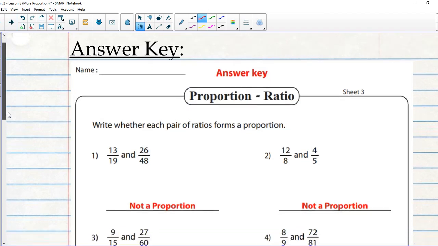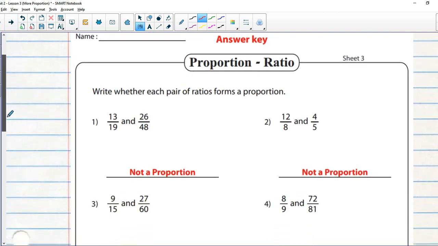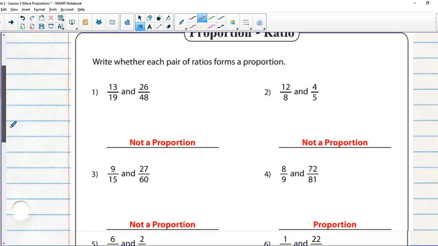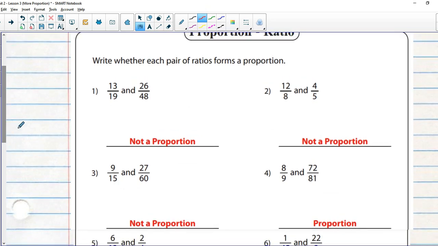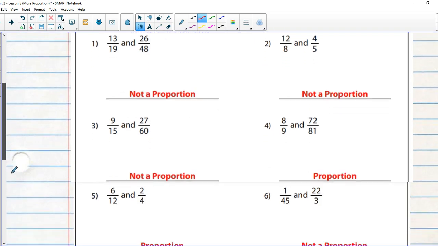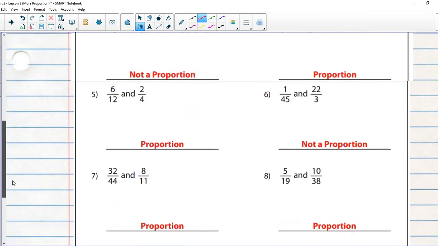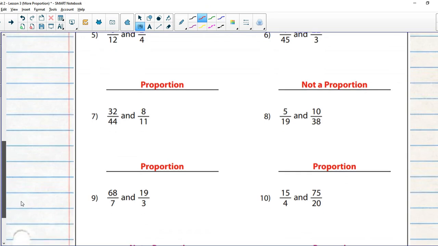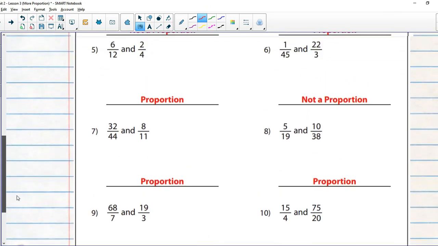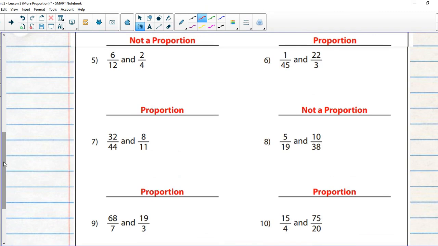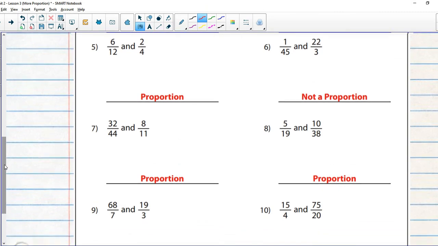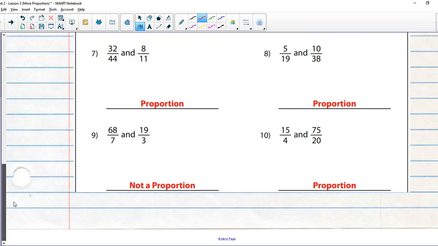Okay, so this is the answer key to that worksheet. These are the first 4 answers. So press pause, check them. I'm going to scroll down. Yeah, let's show you these. That's 5, 6, 7, 8. I'm going to keep going. 9, 10, and that's it.